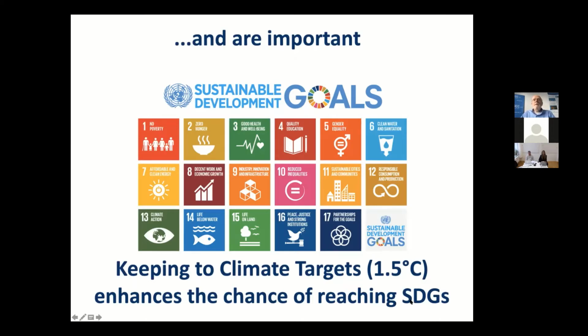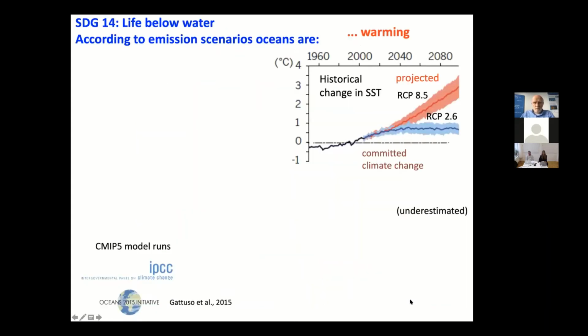And there's one key result from the 1.5 report, that keeping to the Paris climate targets, especially 1.5 degrees, enhances the chance of reaching the SDGs, and we are still struggling to do so. They should be reached, all of them, by 2030, and with a drifting climate beyond 1.5, this goal may actually get out of reach.